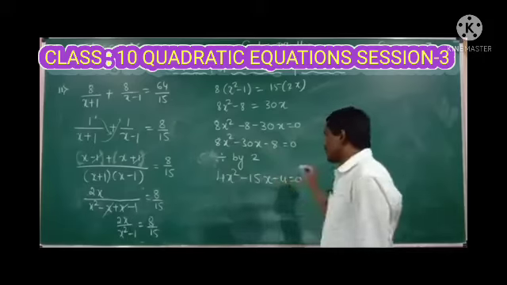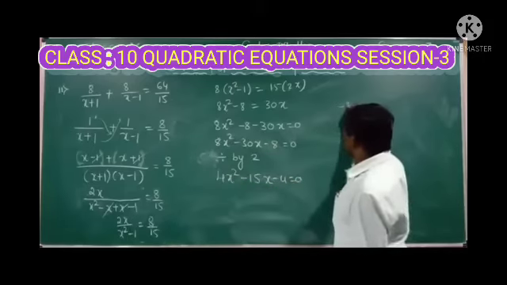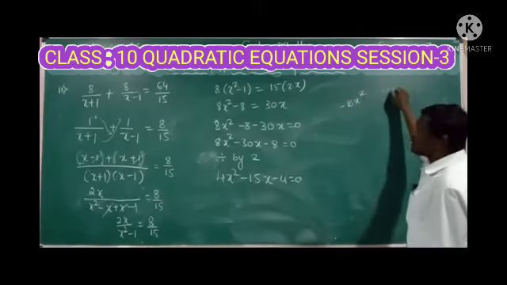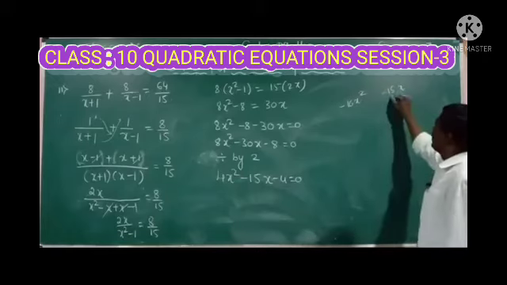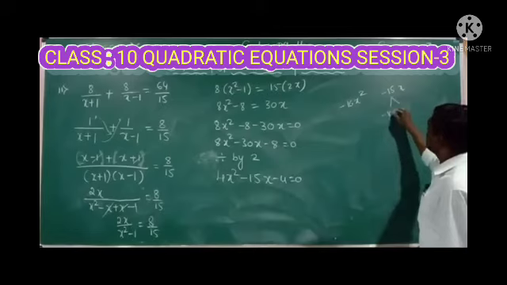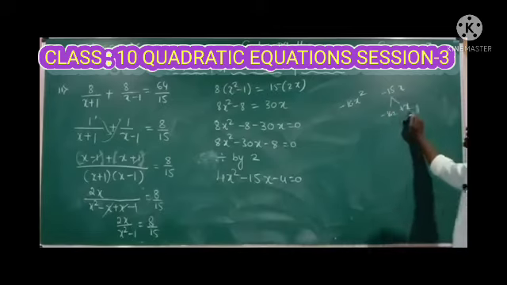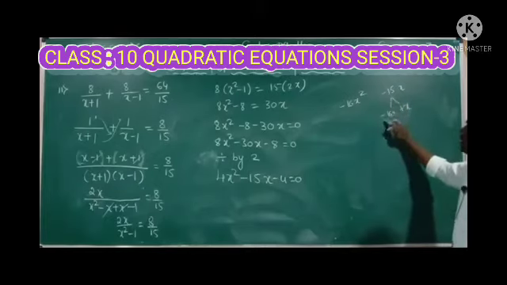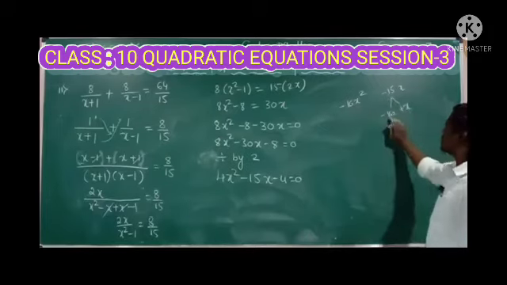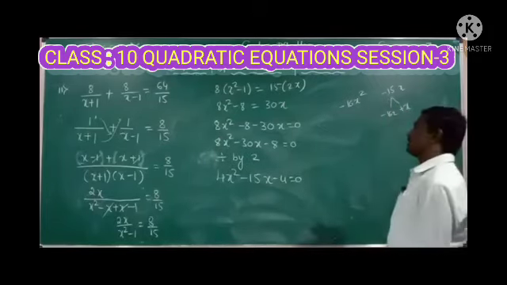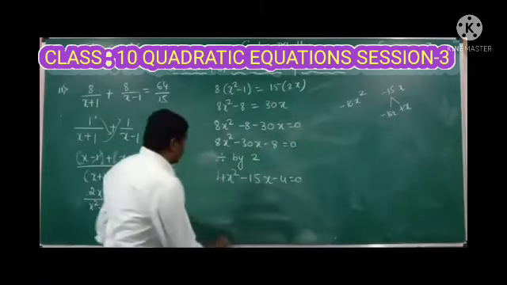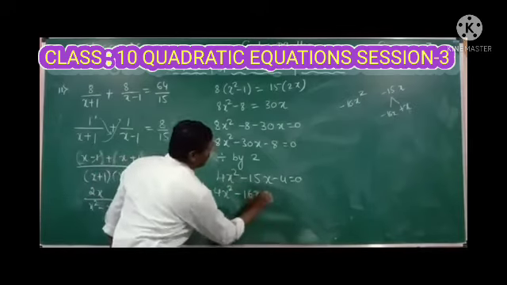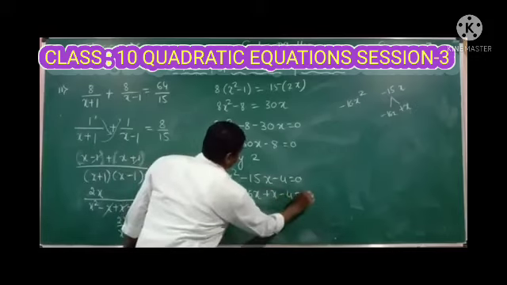So 4 fours are 16, the product of the first term and last term is minus 16x square, whereas the middle term is minus 15x. So what are the two terms? Their sum should be equal to minus 15x: minus 16x and plus x. Minus 16x plus x is nothing but minus 15x, and the product of these two, minus into plus, minus 16x into x, is minus 16x square. So the equation becomes 4x square minus 16x plus x minus 4 is equal to 0.